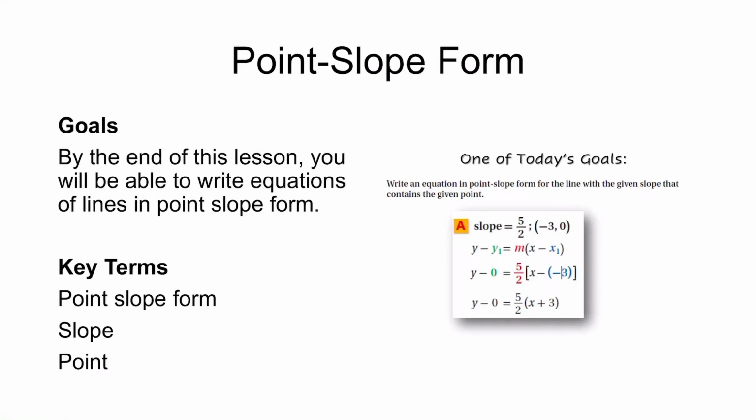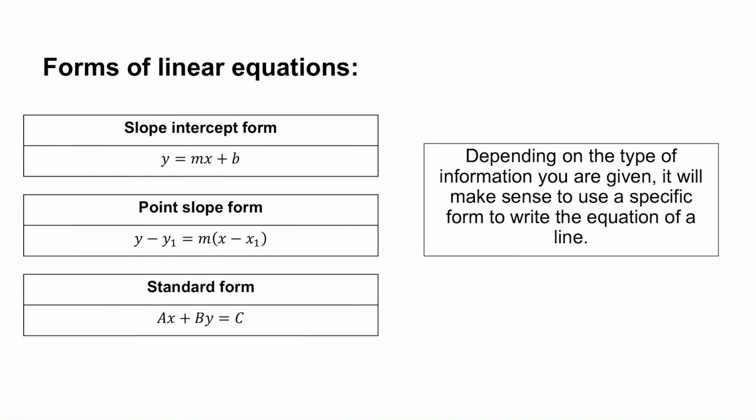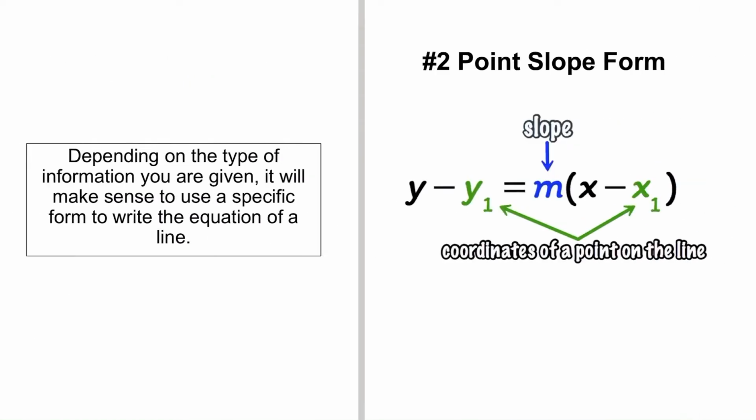So in this video, we're going to talk about how to write equations of lines in point-slope form. So remember I told you that there are three forms of linear equations. We talked about slope-intercept form. Today we're going to talk about point-slope form, and we also talked about standard form in the last unit. So depending on the type of information that you're given, it will make more sense to use a specific form to write the equation of a line.